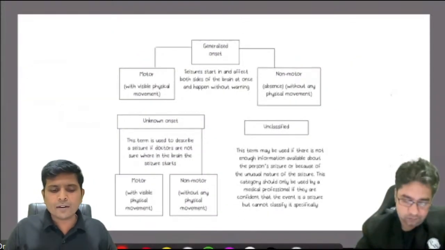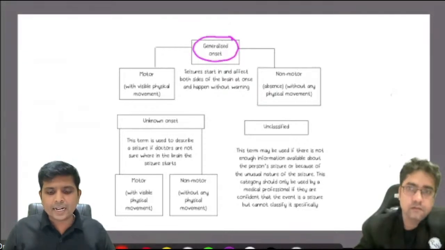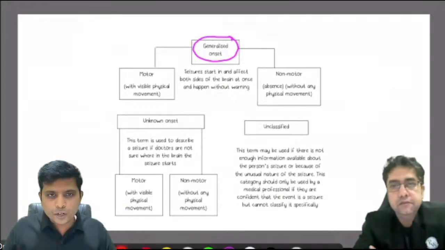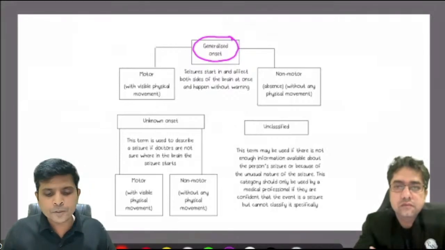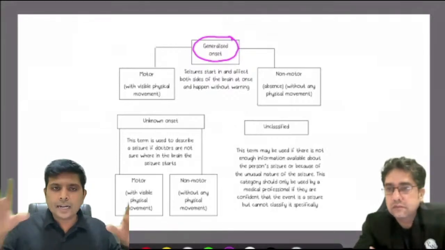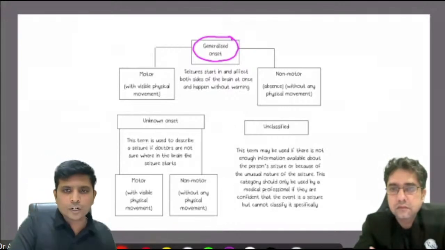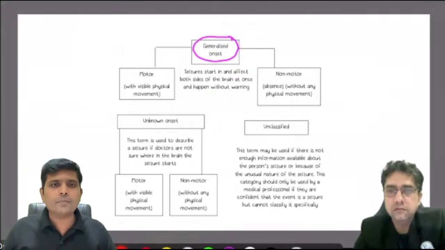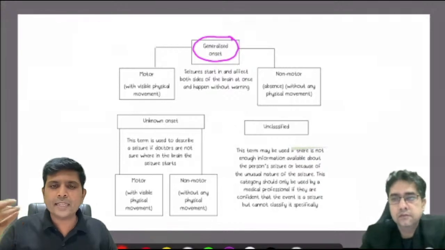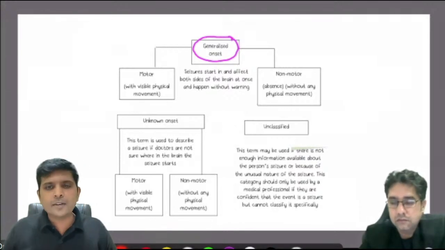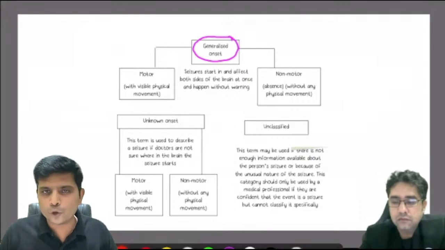Okay, now you have generalized onset. Generalized onset means it usually involves two cerebral hemispheres. The spike arises from two cerebral hemispheres, and here again it is divided into, as we discussed already, motor and non-motor. Motor means with visible physical movement, whereas non-motor means either in the form of autonomic disturbances or sensory. That is what we had discussed in the previous slide also.